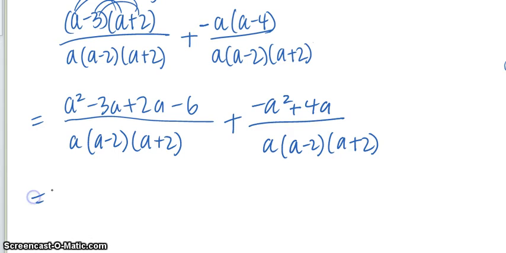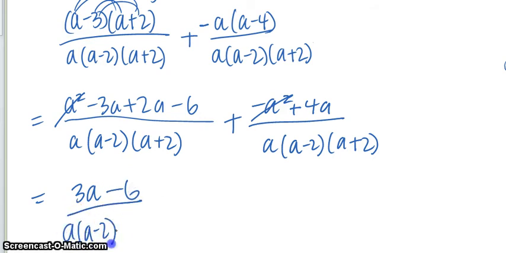Now they have a common denominator, so we can start adding like terms in the numerator. So therefore these will cancel out, and then I have negative 3a plus 2a, which is a negative 1a, plus 4a, that gives me a 3a. And then we have the negative 6 left. And then, of course, it just keeps the same LCD for the bottom.